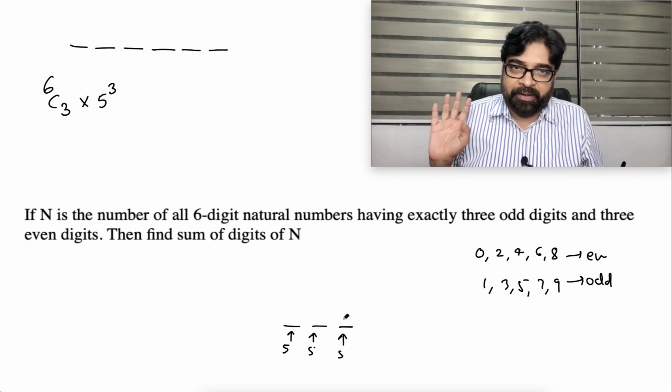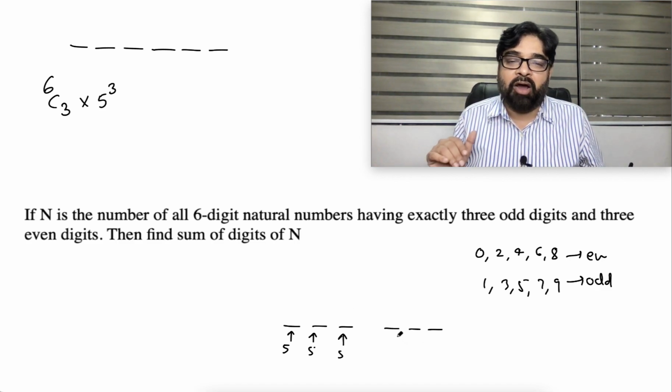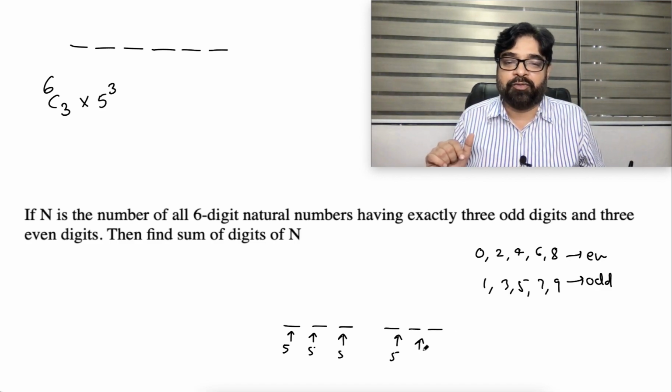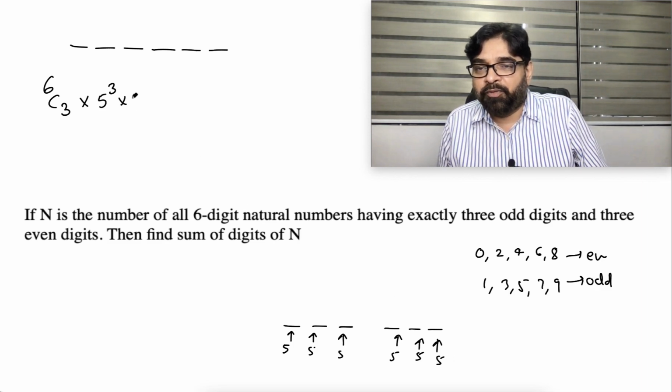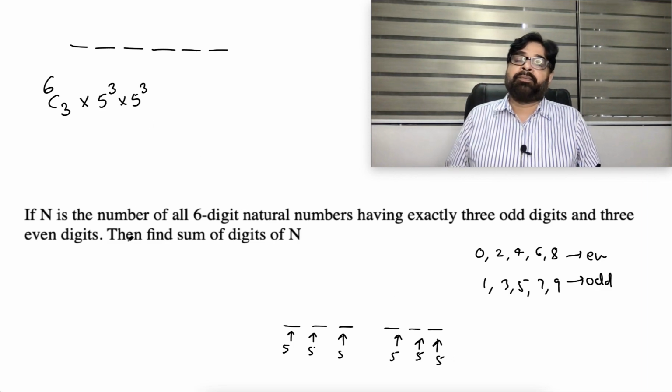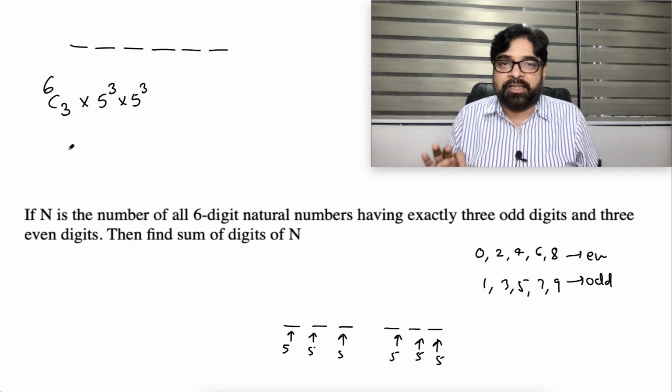We filled the even digits. Now the balance 3 places, we don't have to select. Again, odd digits we have to fill: 5 into 5 into 5, so 5 cube. Yes, these are all possible 6-digit numbers.